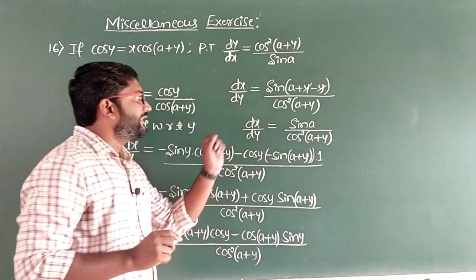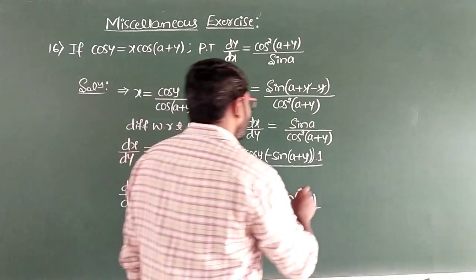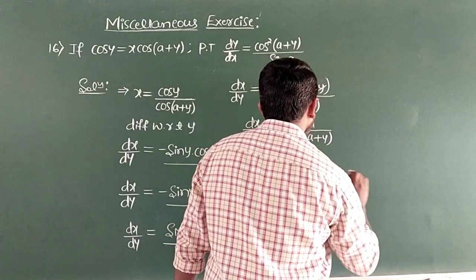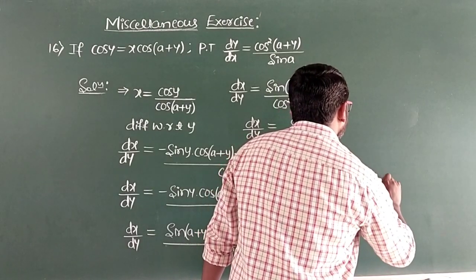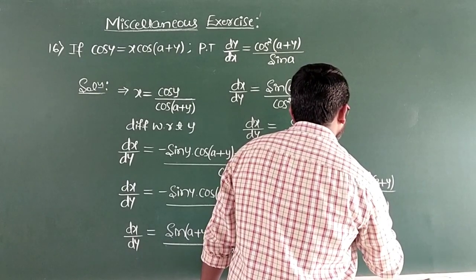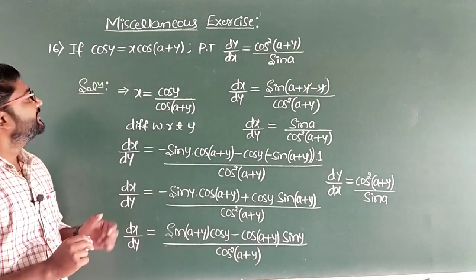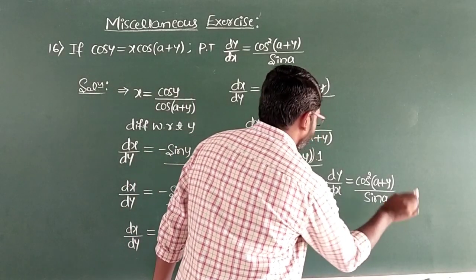So we have got dx by dy now. So take the reciprocal both the sides. What do we get now? dy by dx, this is equals to cos square a plus y divided by sin a. So now this is the required answer for the question number 16. Note down this, then we'll take up the next one.